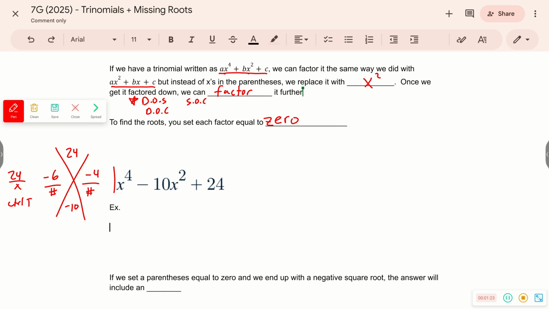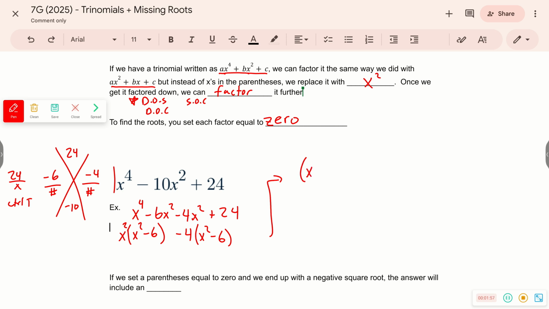Which means we split up the middle term. So we have x to the fourth minus 6x squared minus 4x squared plus 24, and we'll GCF it. So x to the fourth and x squared, we can pull an x squared out of this, and we get x squared minus 6. Then, we have negative 4x squared and 24, we pull negative 4 out. Get an x squared minus 6 there. Putting it back together, we get x squared minus 6 and x squared minus 4.